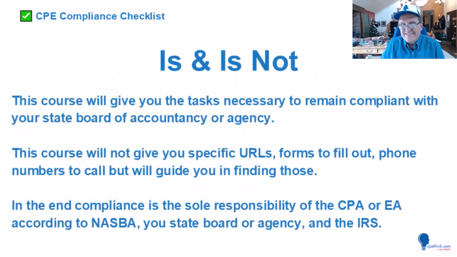What this course is and is not: this course is going to give you the tasks and the steps necessary to remain compliant with your state board or agency. It's not going to give you specific URLs, forms to fill out, phone numbers, etc. for that state board or agency, but will guide you in how to find those. In the end, compliance is the sole responsibility of the CPA or EA. This is according to NASBA, your state board or licensing agency, and the IRS. No matter what other providers tell you, it is not their responsibility. They cannot take responsibility for this. The state boards won't let them.